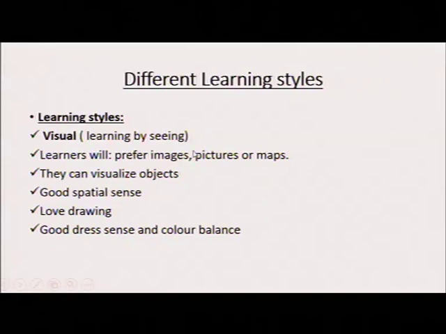They need to see the posters that I have. They need to see objects. So this kind of learner will learn better by what he sees. So how will I identify these learners? Learners will prefer images, pictures, or maps. Now they can visualize, because I have shown them some objects, they can visualize these objects. So when I talk about five, or if I talk about red, he will visualize it because he has seen it, because I've shown it to him. They have good spatial sense. These learners love drawing. And overall, they have a good sense of dress and color balance. These are the learners that learn better through what they see, visual.